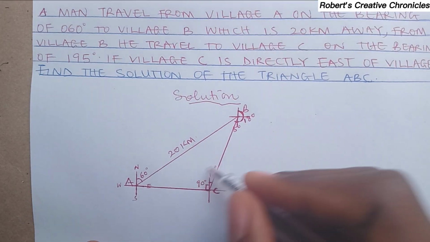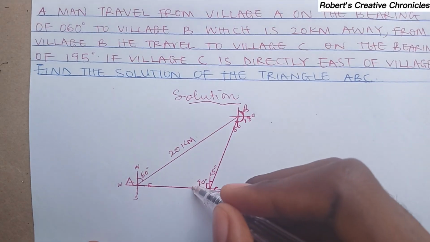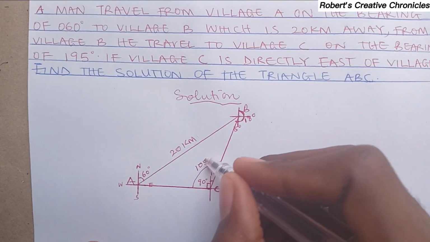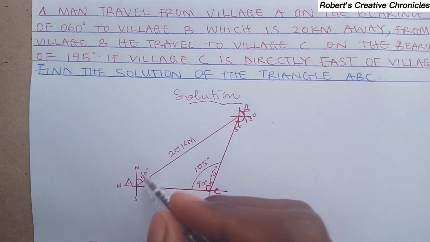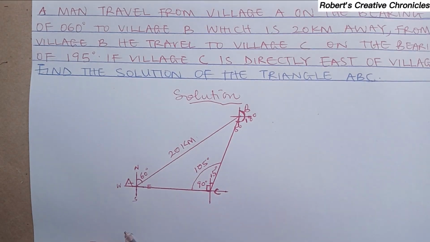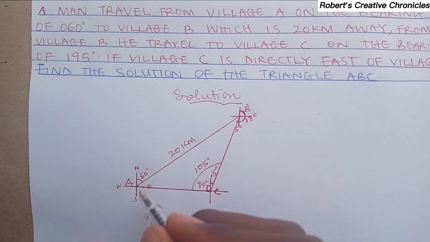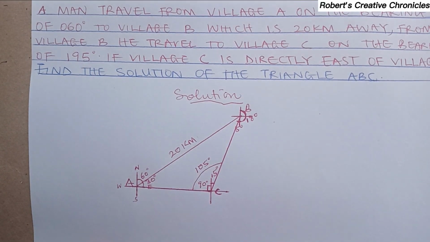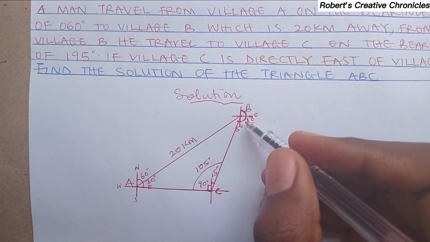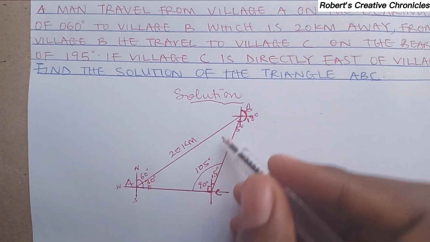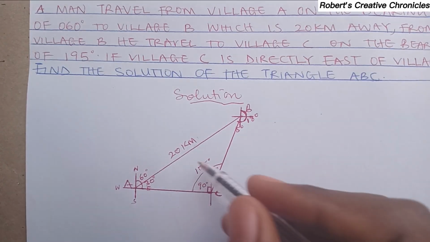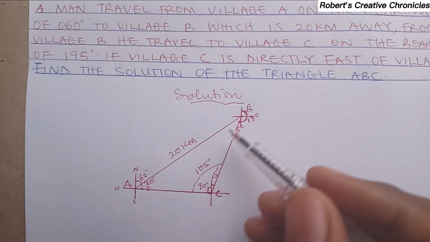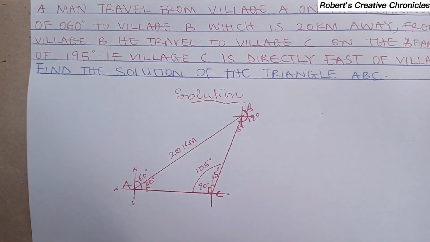So that means here automatically is what? 105. Here is 105 degrees. Then here is 90 minus 60 because here is 90 degrees. So 90 minus 60 is what? 30. Then here you just find the sum of angles in a triangle is 180. So if you subtract the sum of this from 180, you get this. So let's do that.